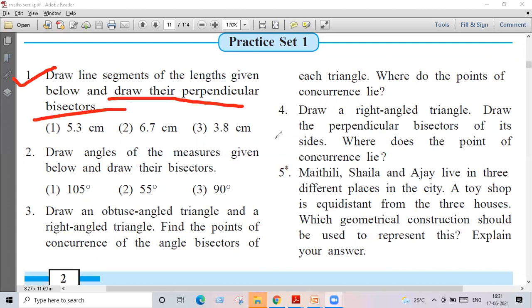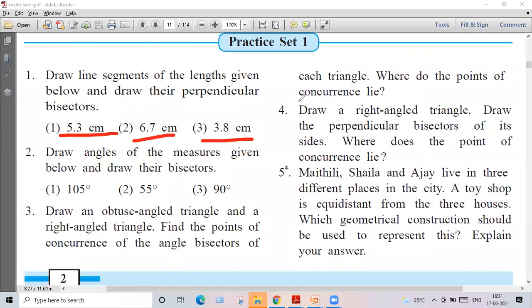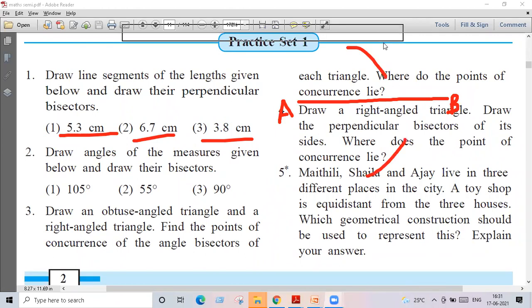What you need to do is draw a segment of 5.3. See, 5.3, 6.7, 3.8. Suppose the segment of 5.3 is your AB. Now you have to bisect it. You all know how to bisect. You have to use your compass and make arcs like this, and you must not erase them.